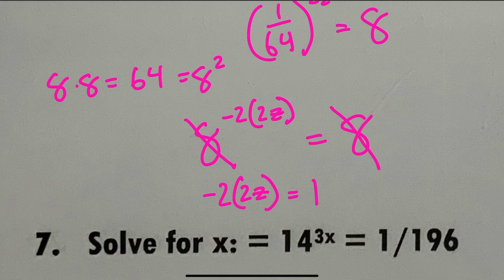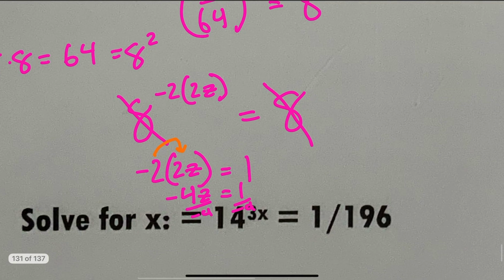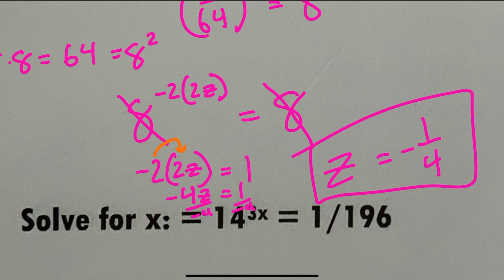And then I'm going to continue on. I see that I need to distribute, so that's what I'm going to do. I get -2 times 2, that's going to be -4z equals 1. Divide by -4. I'm running into the next problem. It's okay. So then I'll have z equals -1 over 4. And that would be the answer to that question.